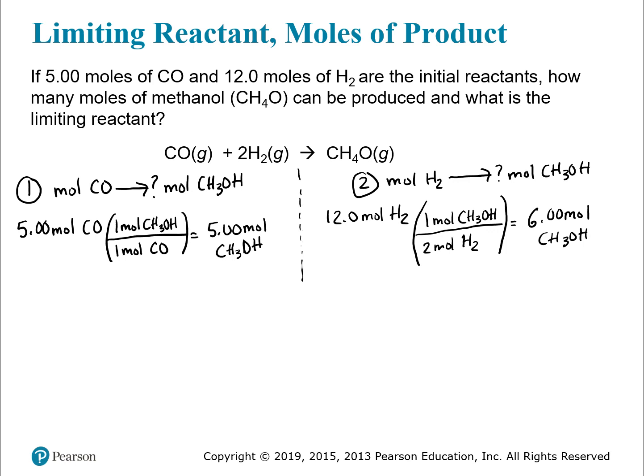So when you do both of those calculations with 5 moles of carbon monoxide and 12 moles of hydrogen gas, you get 5 moles of methanol from the carbon monoxide and 6 moles from the hydrogen gas. For the amount of product you make, you choose the one that makes the least, which means we're going to make 5 moles. The reactant that was used to make that 5 moles of methanol is the limiting reactant.